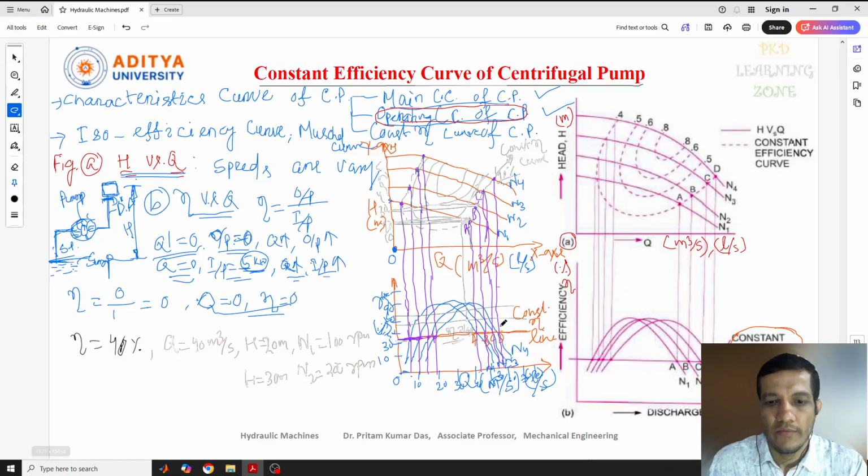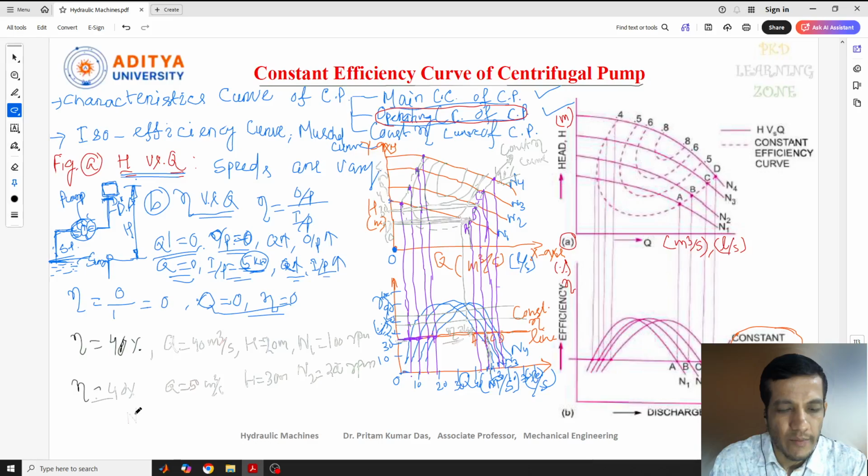Now here if you see the B point, the discharge is increased. So the discharge value here is 50 meter cube per second. But what is the efficiency curve here? The efficiency value is also 40%. You see the changes that are there. What are the changes? So here I can give a statement: when the speed increased, our head is also increasing. You can see from this graph.